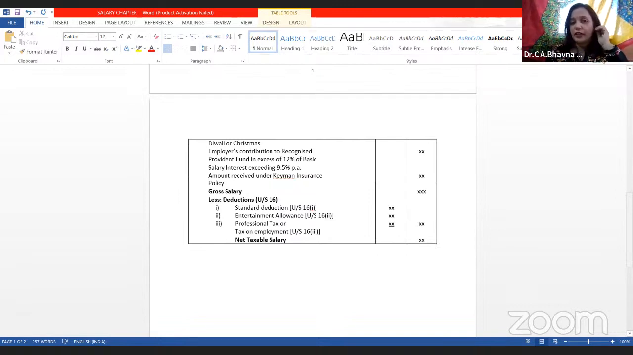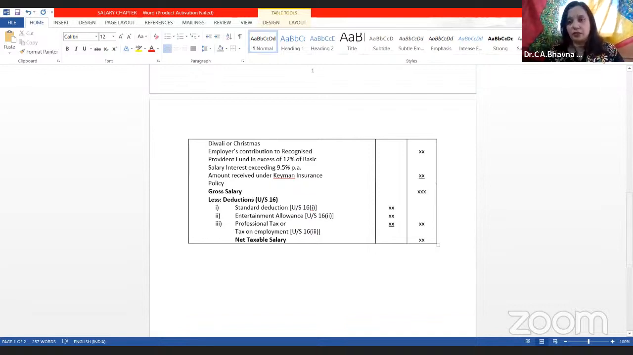First is standard deduction. Standard deduction is allowed under section 16(1). The maximum amount of the deduction is rupees 50,000 or whatever your gross salary is coming, whichever is less. That is the maximum amount of the deduction. The second deduction is entertainment allowance. पहला deduction है standard deduction, that is 50,000. अगर आपकी सैलरी 50,000 से कम है तो वो कम वाला अमाउंट, और अगर 50,000 से ऊपर है तो 50,000.